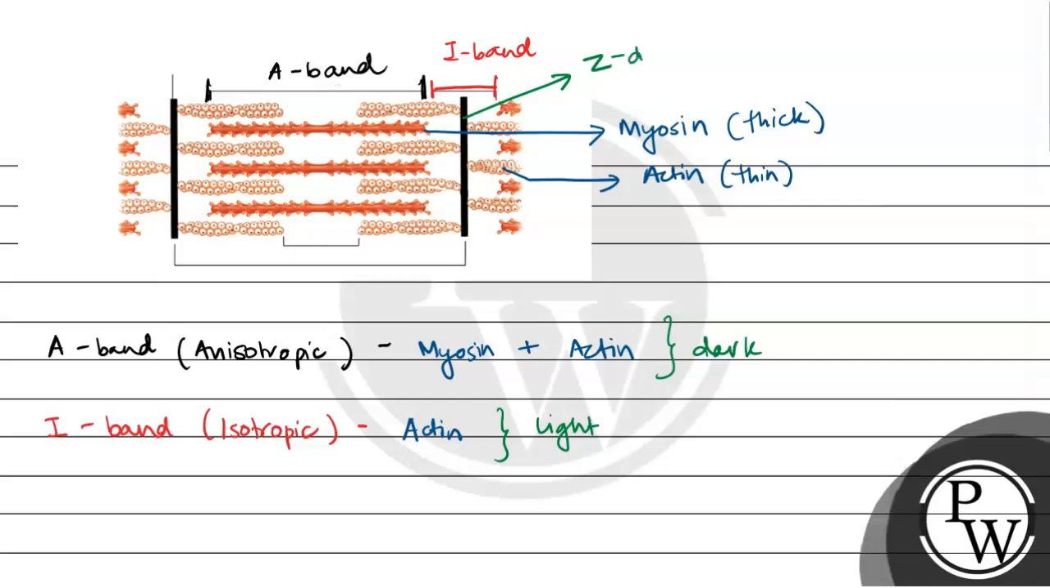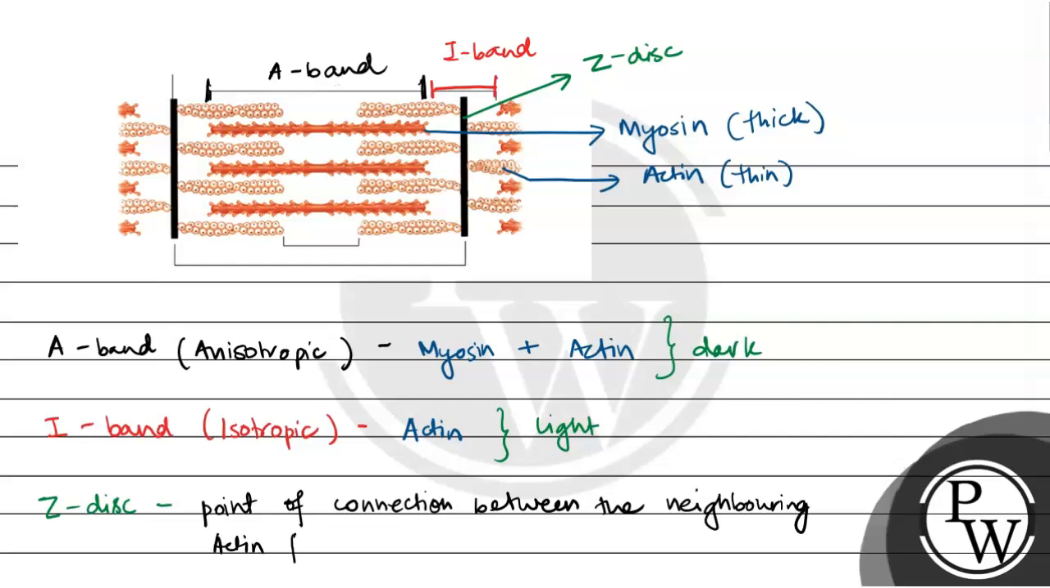Right here is called the Z disc. The Z disc is basically the point of connection between the neighboring actin filaments, and it transverses the I band because it is present in the middle of the I band.